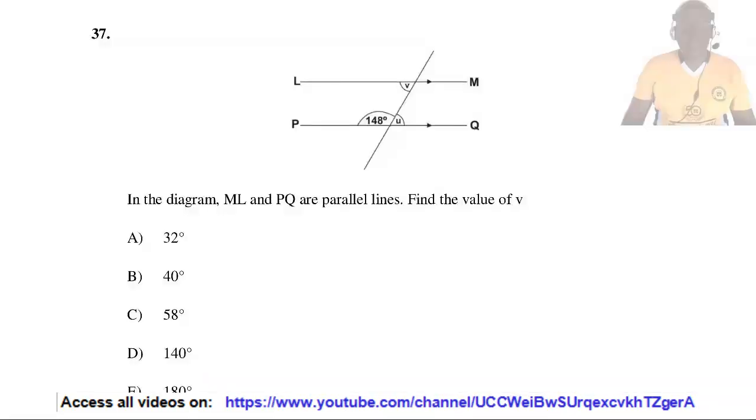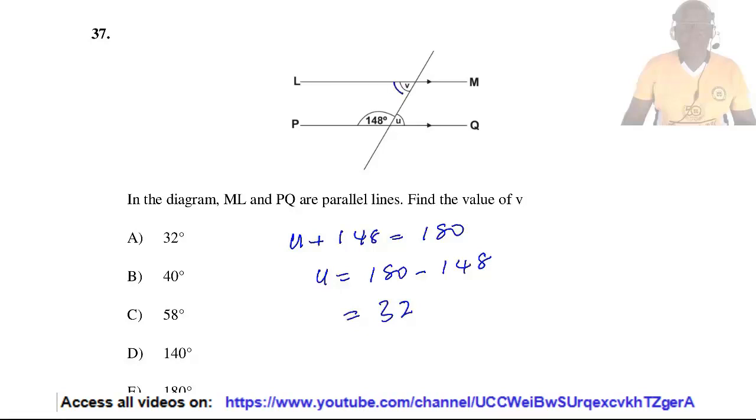Question 37. In the diagram, ML and PQ are parallels. Find the value of P. We shall first find the value of U. The sum of angles in a straight line add up to 180 degrees. Therefore, U plus 148 should be equal to 180, and then U equals 180 minus 148, which equals 32. So U equals 32 degrees. But U equals V because they are alternate angles. So V equals 32, that is A.